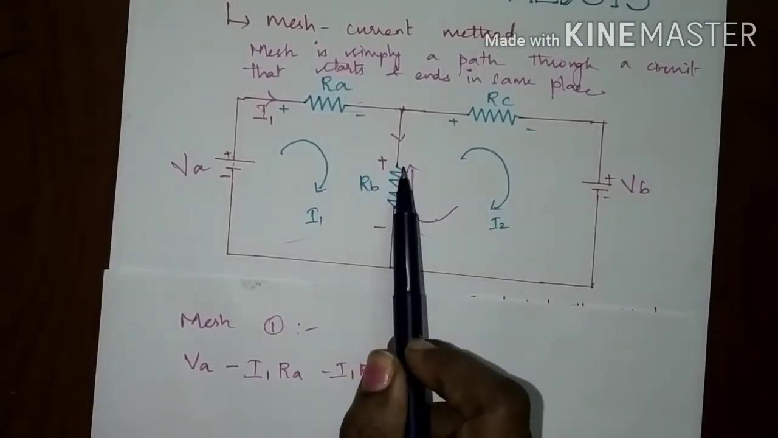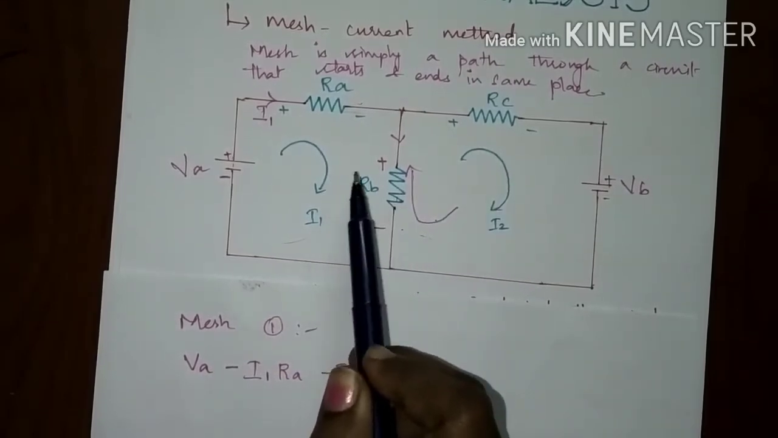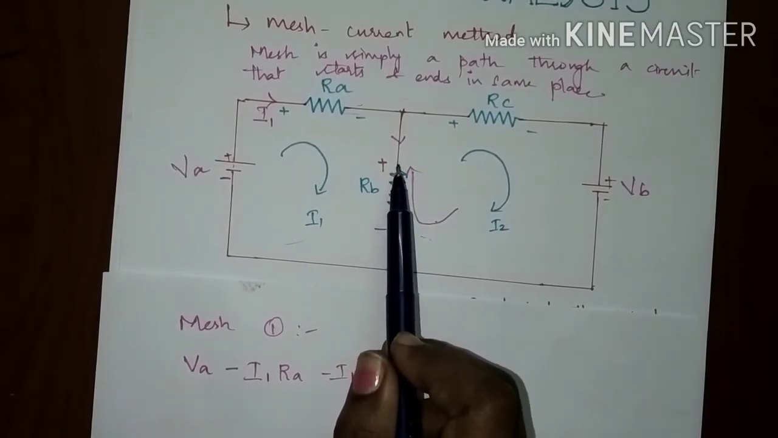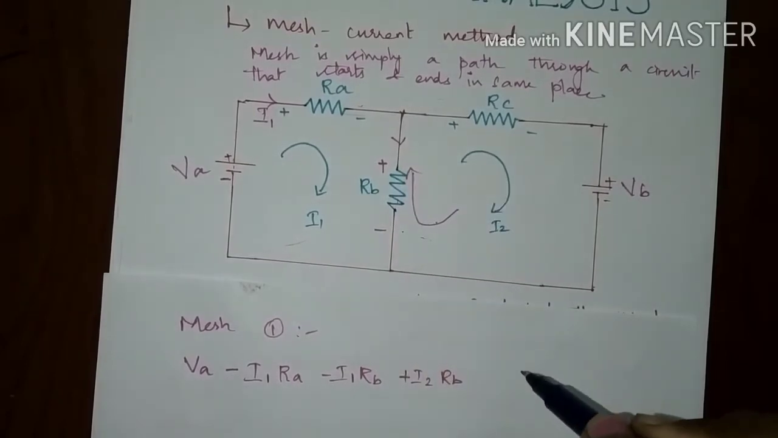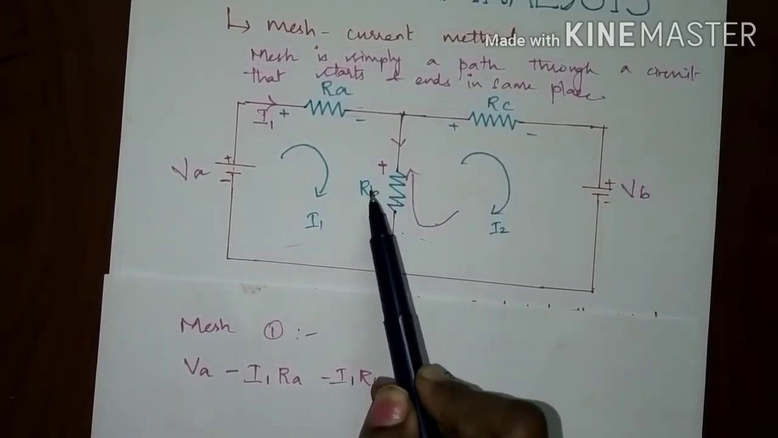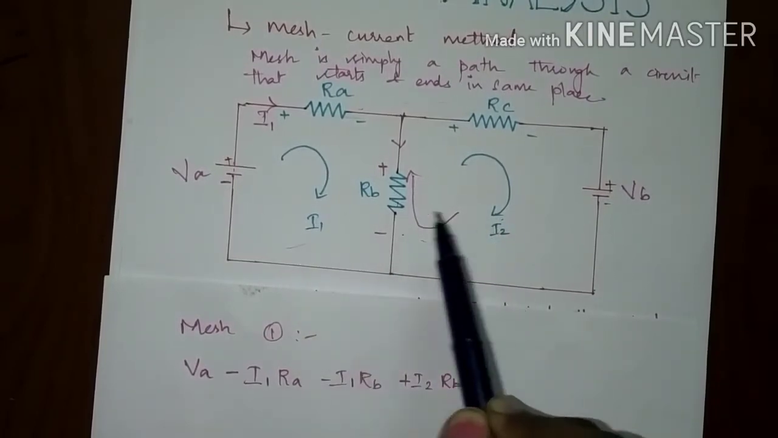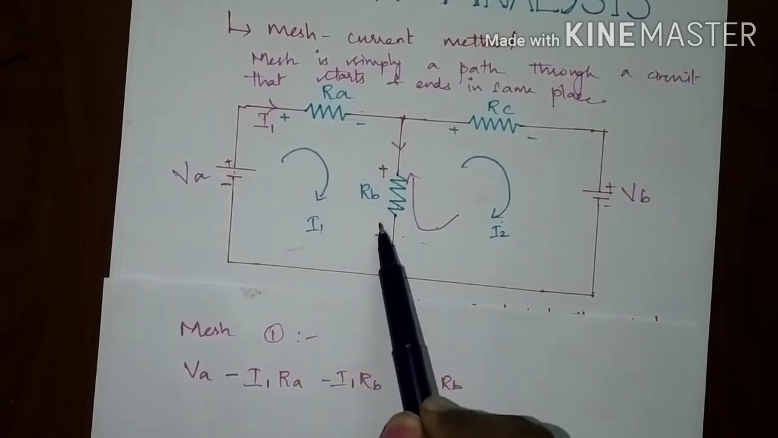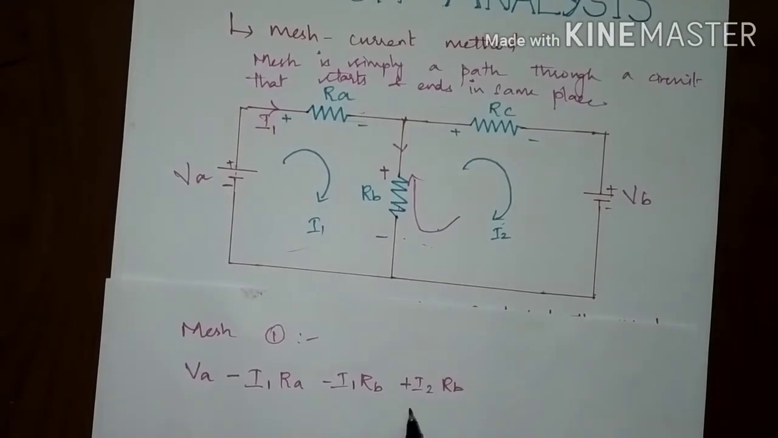This RB is a branch which is common to both the meshes. So the current through this branch can be represented by the difference between the currents flowing through this branch. It is step number 2. By using this step, we can represent both the currents as a difference between I1 and I2 flowing in RB. This current I1 causes a potential drop and this current I2 causes a potential rise. So I represent that as minus I1 RB plus I2 RB.